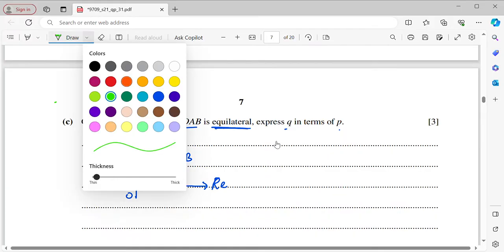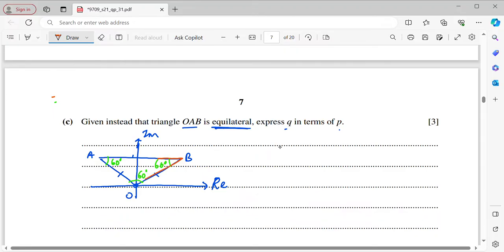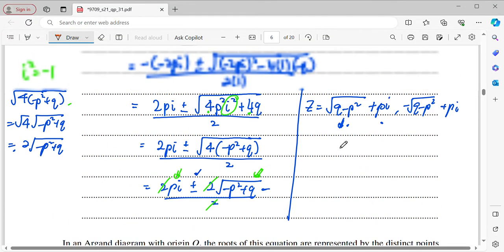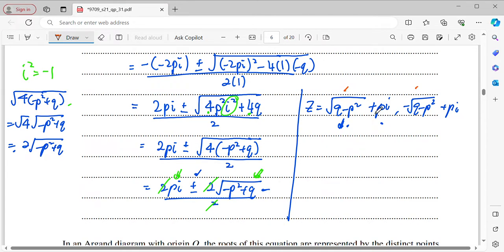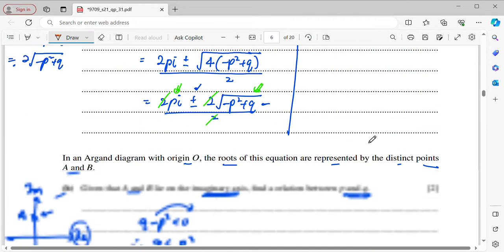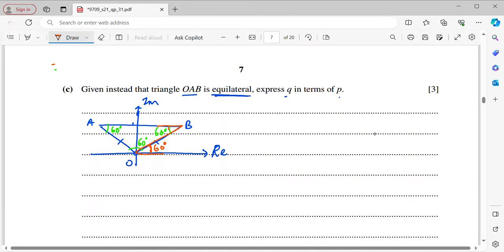Now, when you look at this, right, since here is 60, that means this is going to be 60 as well. Okay, and just now we have solved. We know that this should be our roots. So I know that my real part is going to be either plus or minus square root q minus p squared, and the imaginary part is the p, which means on my diagram, when I label, I will label here as p. Okay, then this is square root q minus p squared, and this is going to be negative square root q minus p squared.